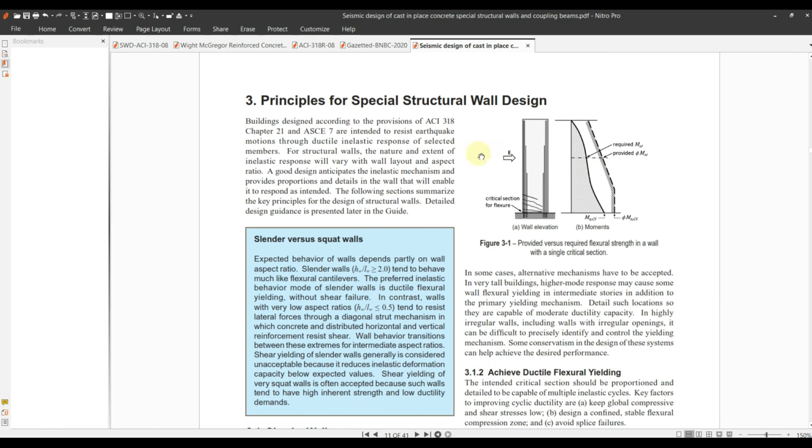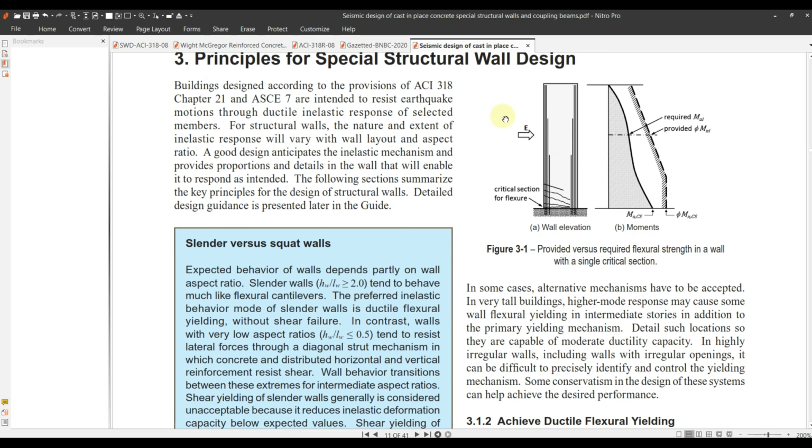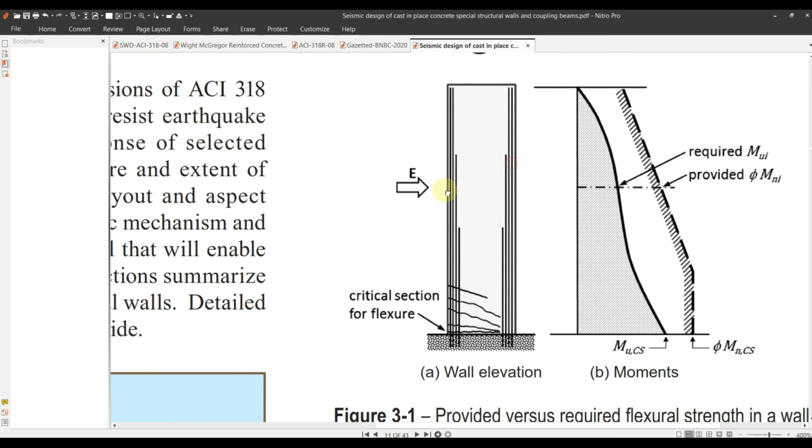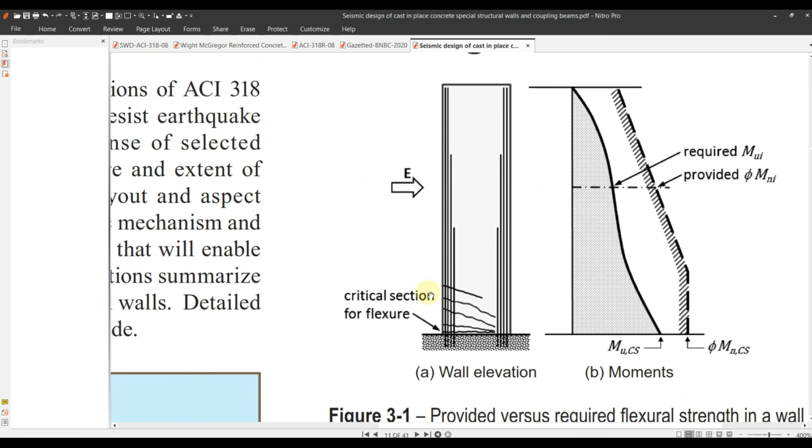So when you have a structural wall, you have earthquake force or wind force. We are basically talking about earthquake force. When the earthquake is going towards this direction, you have compression here and tension here. So there is cracking in the tension zone, and your concrete cracks here. If the compression force is very high, your concrete will crush here.